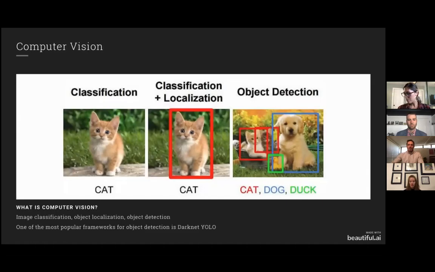So computer vision is generally broken into a few main tasks. We have image classification, which assigns a class label to an image. Object localization involves drawing a bounding box around one or more objects in an image. And object detection combines these two tasks by drawing a bounding box around each object of interest in an image and giving it a class label.